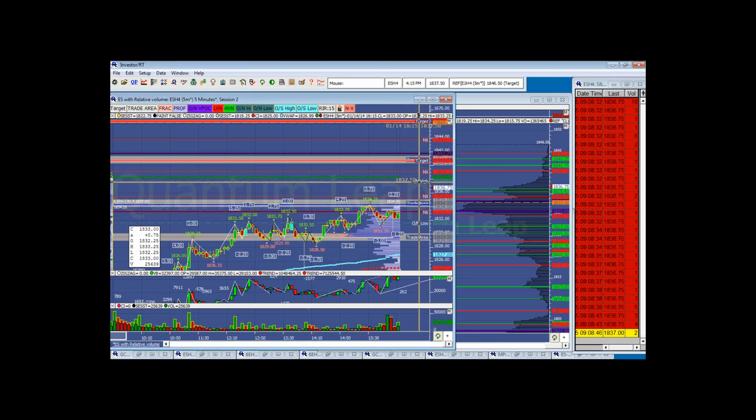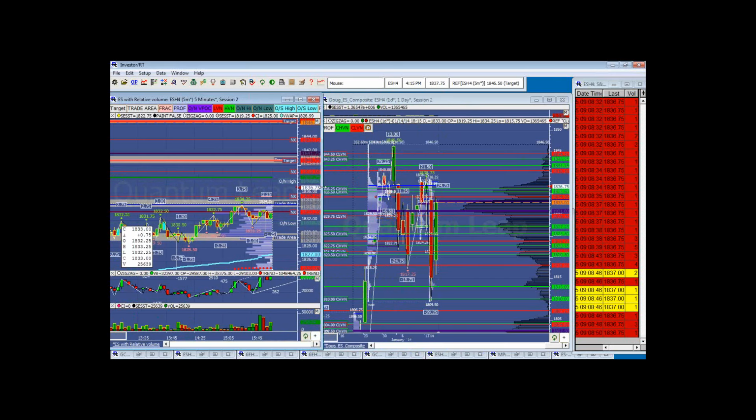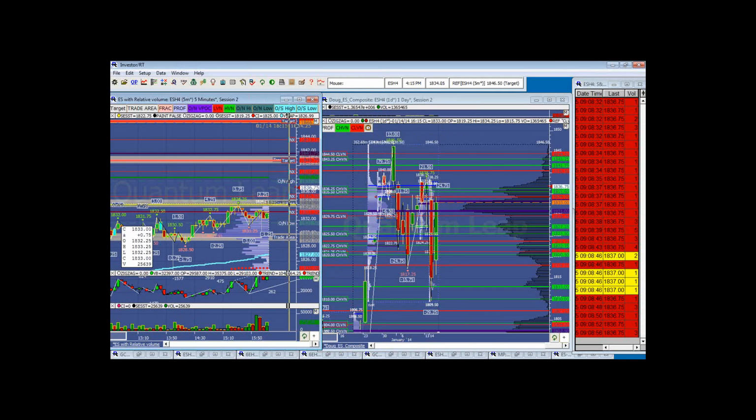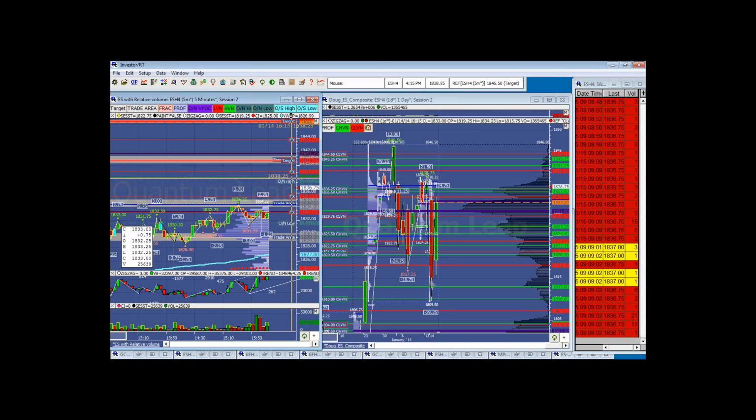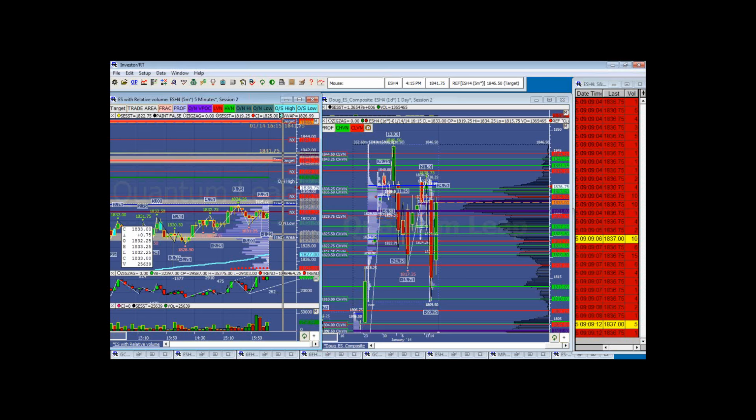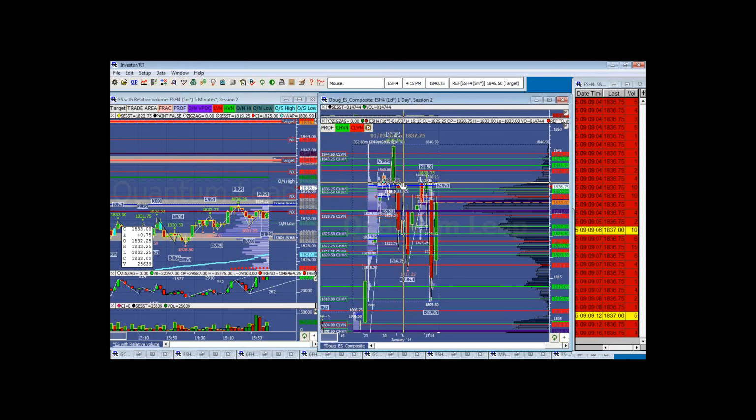Find your spot and watch the DOM to see who's in control, and if initiative buyers step in, don't try to fade it. If we don't come back down on the open and break inside of this value, be careful trying to fade up here right now. Look to get in with the buyers for a move, at least up to test that 40 to 42 area. Remember, the last year high so far is that 42.50.